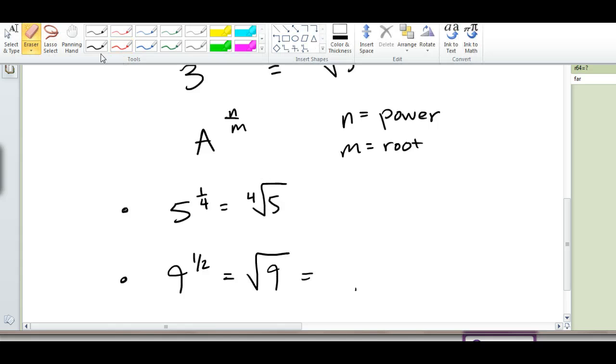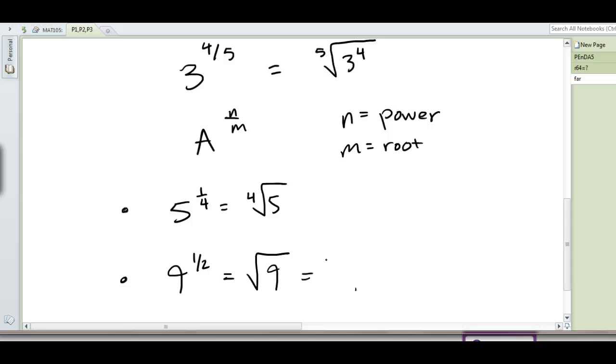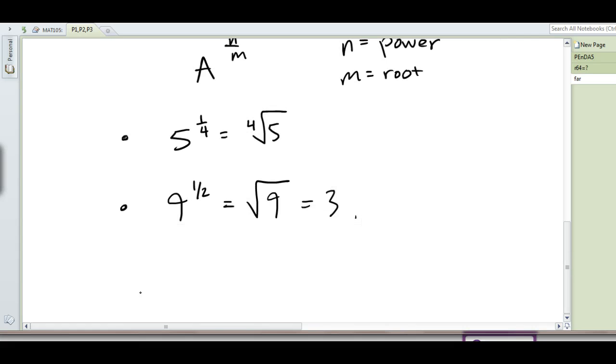So let's do that one again. Whenever you're converting, just remember that of the fraction, the top number is the power, and the bottom number is the root. And you can also go back the other way. So let's say convert x to the 3rd power to exponent notation.